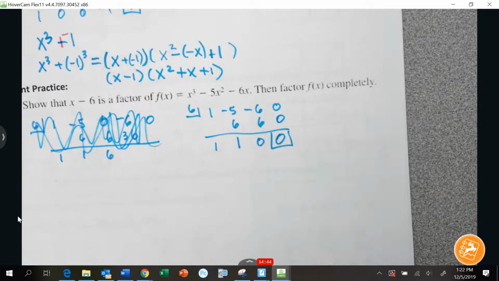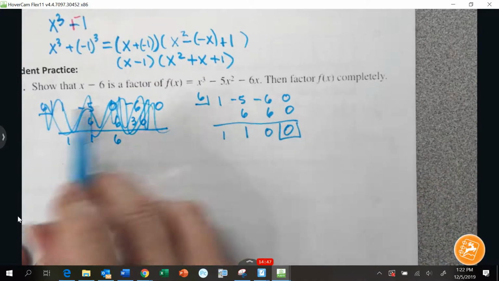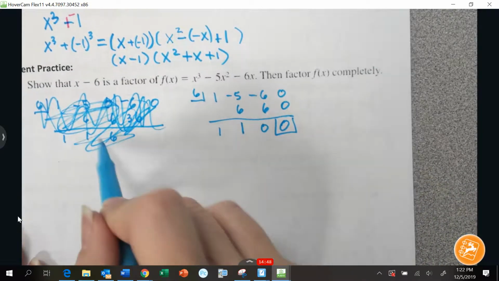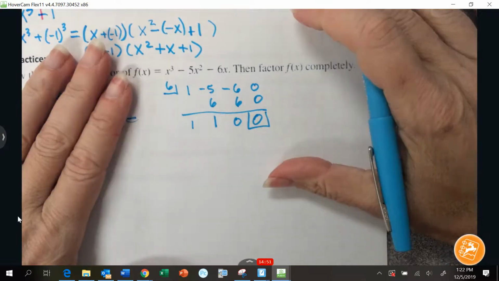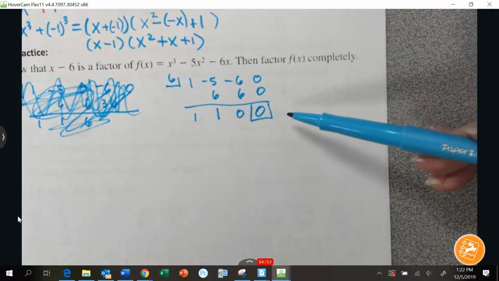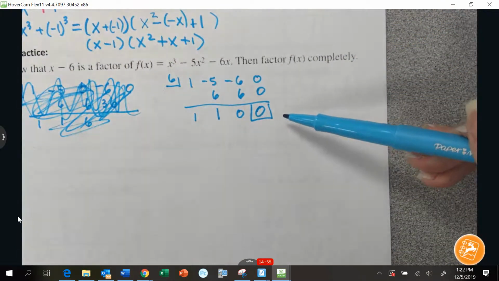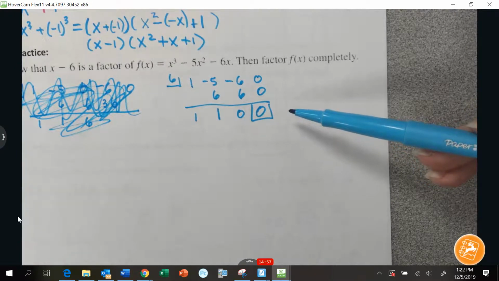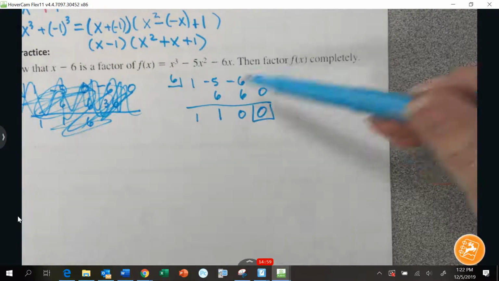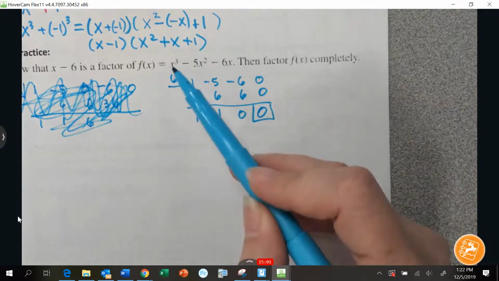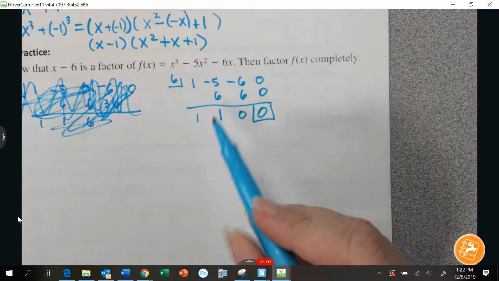Okay, so I did the first step. I messed up on the first step because when I talk, I make silly mistakes. So I had to redo that. I did the first step, and I got the remainder as 0, so this is a factor. Then I have to factor whatever's left completely. So I need to see, originally it was a cubic, so what's this one going to be?